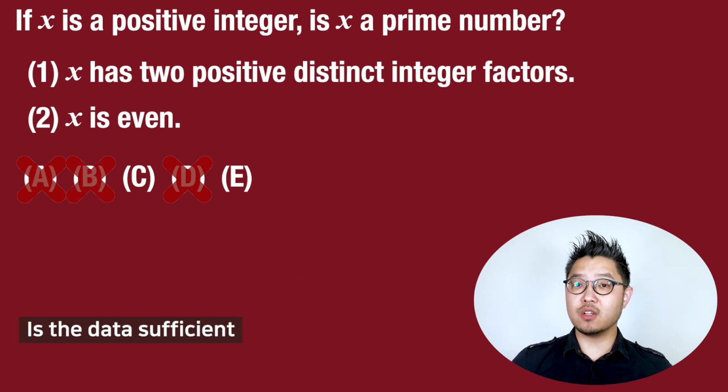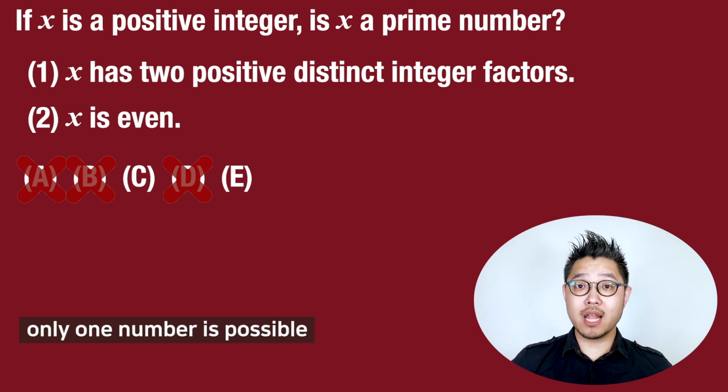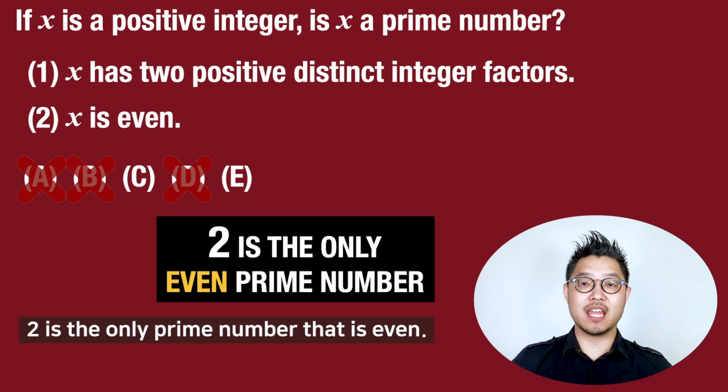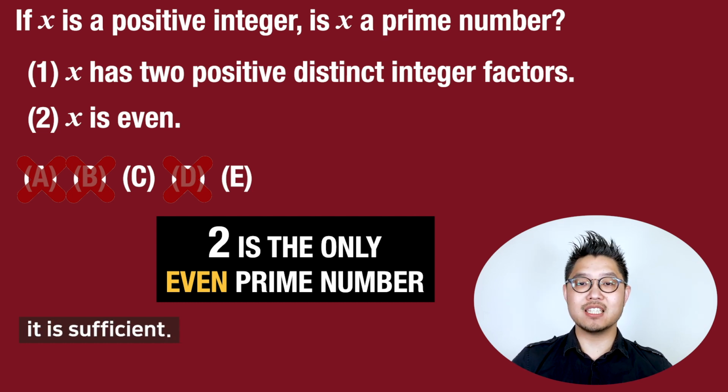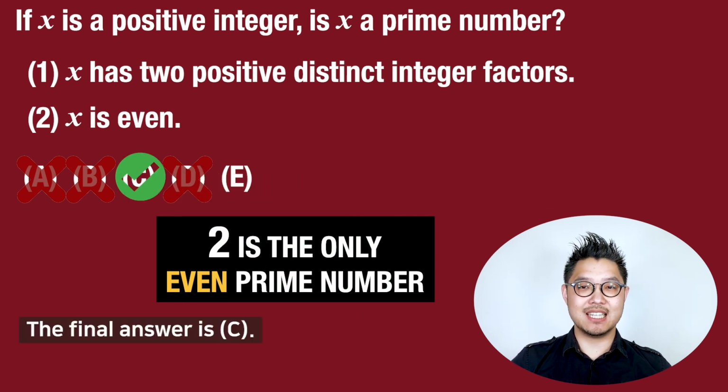Is the data sufficient for both statements together? In other words, is there only one answer for both statements? Yes, only one answer is possible with both statements. 2 is the only prime number that is even. Therefore, since we can get a unique answer with both statements, it is sufficient. The final answer is C.